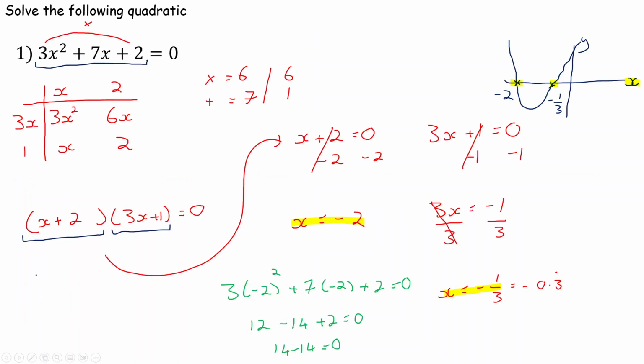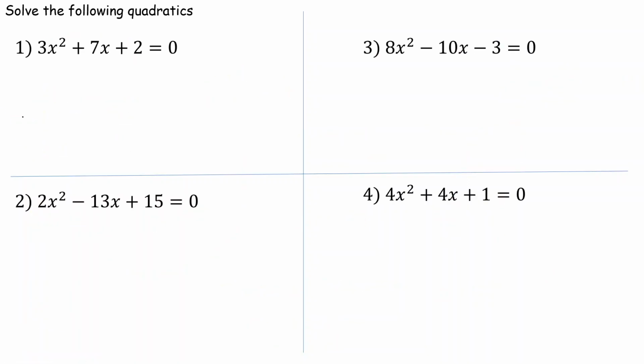So x being equal to -2 is the first one. Let's do it in red. x is -2, and you've got x being equal to -1/3. These are your two solutions.